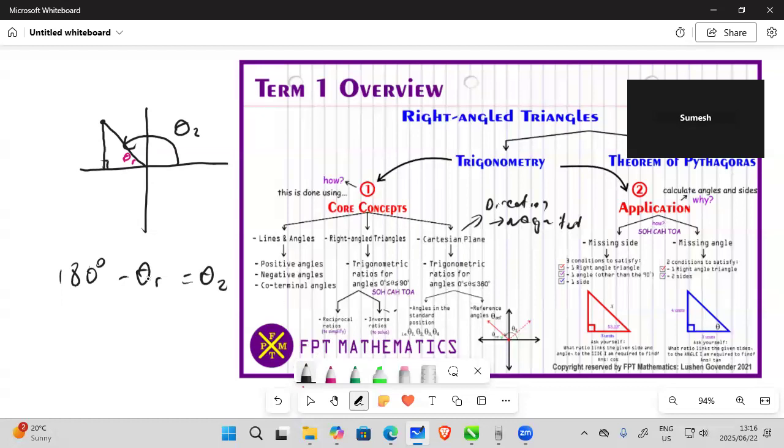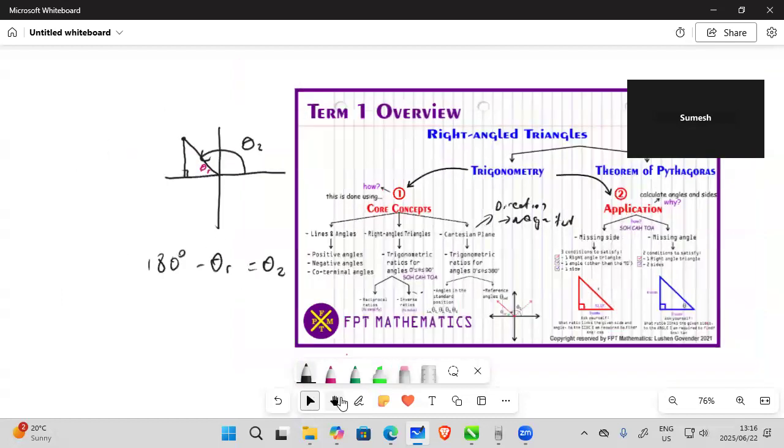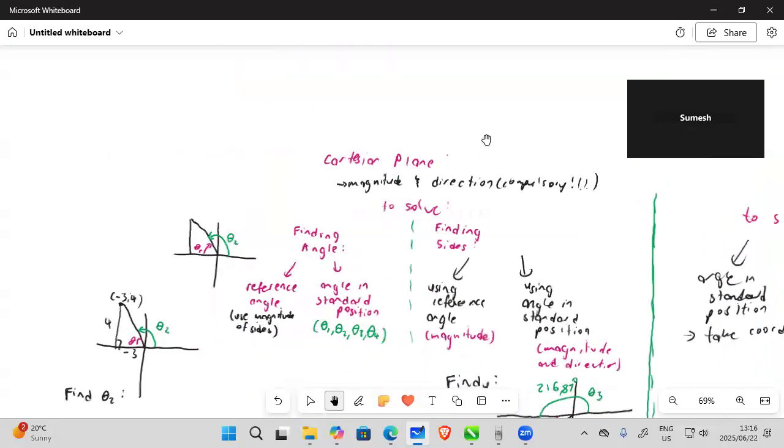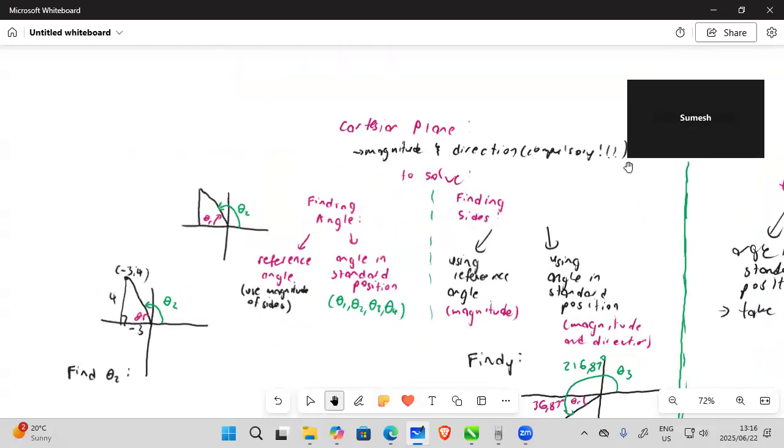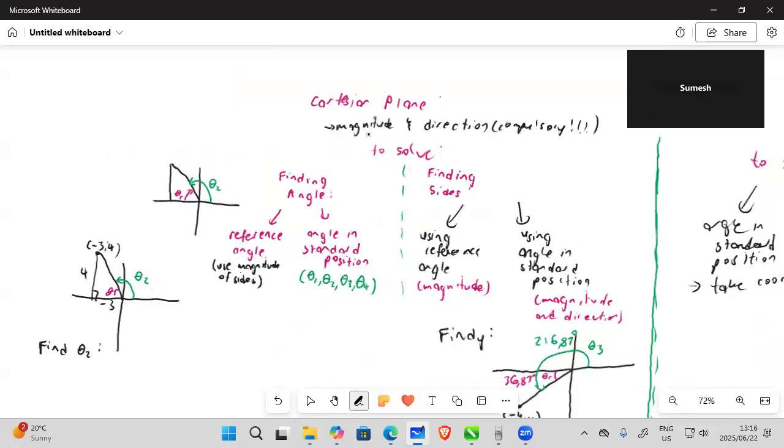But it goes a step further, right? So let me come down here. Exactly as I just stated, you have the Cartesian plane, and magnitude and direction is compulsory, right? So let's first talk about solving for angles. Then we'll talk about solving for sides. If you're solving for angles bigger than 90, we need the reference angle, and then we'll either add or subtract 180 to get the angle in the standard position.